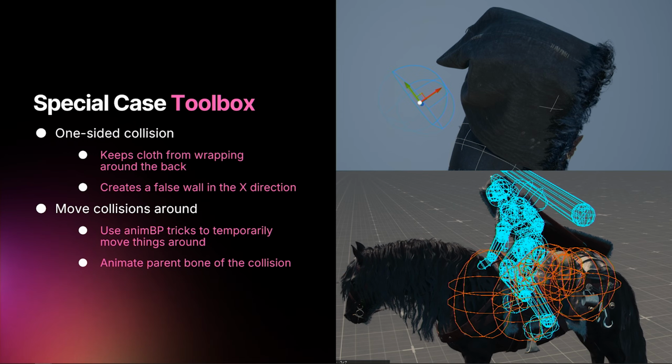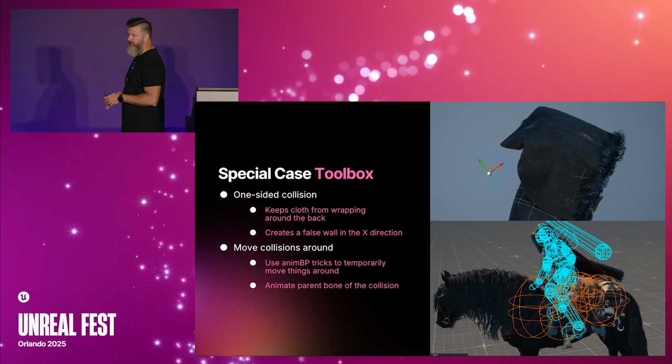One new feature we added to capsules was a one-sided collision. It might be kind of hard to see, but one of the issues we had with the tail of the hood was that as Siri's head would turn, it would wrap around the capsule. What this one-sided collision does is, in the positive X, it always pushes out that way and helps prevent your cloth from wrapping around to the backside.